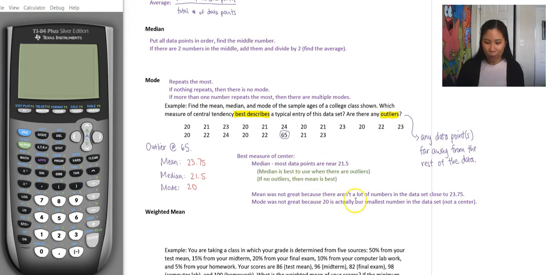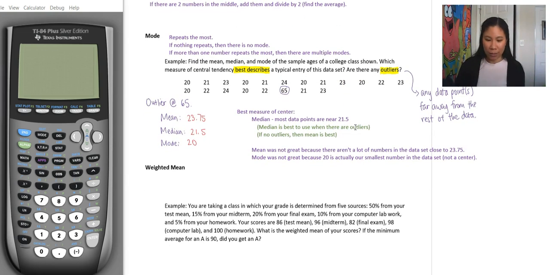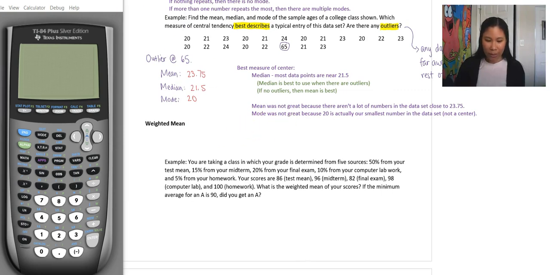Okay, now that we know how to find the mean, median, and mode, and the best one to use depending on our data set, let's talk about other types of means, or other types of central tendencies. This is more for if you don't have just a set of numbers. A weighted mean is when you have a set of numbers, but each number in the data set is worth a different amount. This is most used when we are calculating grades in classes.